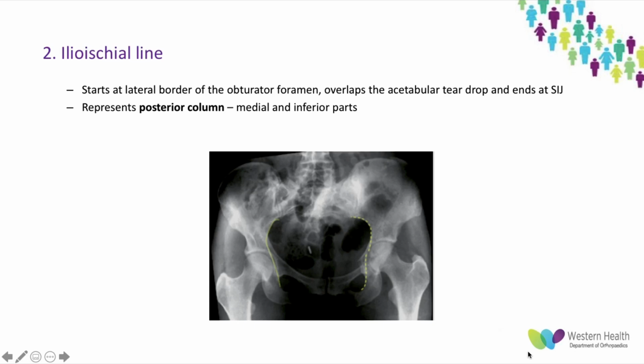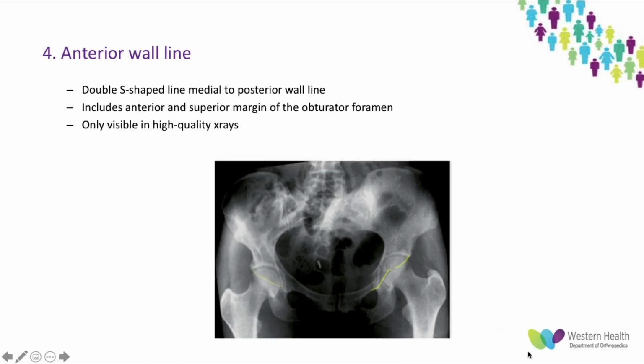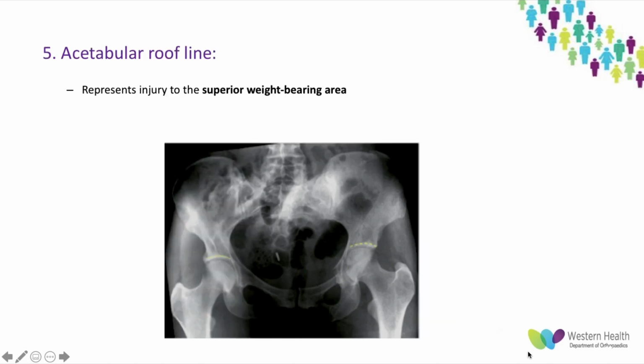It represents a posterior column fracture in its medial and inferior parts. The posterior wall line is the most lateral part of the hip joint on AP view, but depending on the amount of retroversion in patients, the posterior wall line can overlap the anterior wall line, called the crossing sign. The anterior wall line is a double-shaped line medial to the posterior wall line. It includes your anterior and superior margin of the obturator foramen and is really only visible on high-quality X-rays.